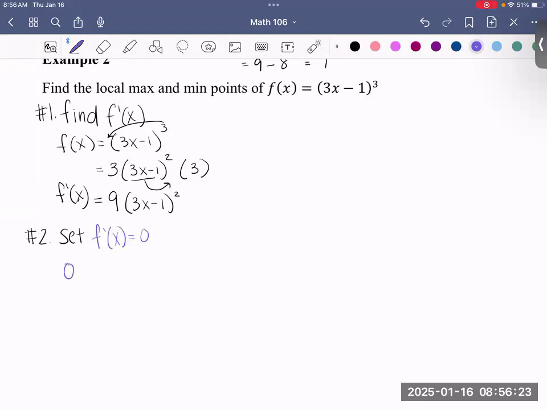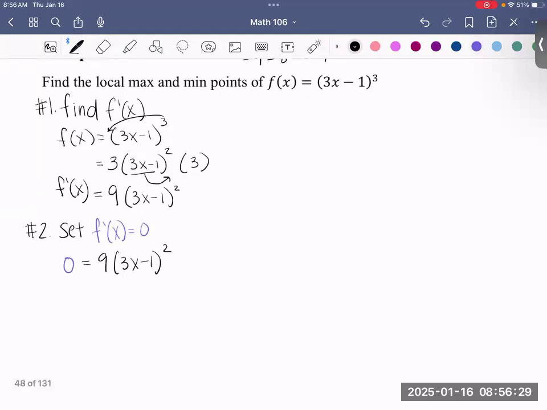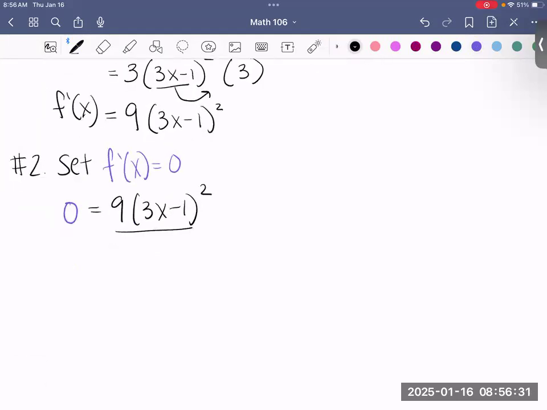So we have 0 is equal to 9 times (3x minus 1) squared. We can divide both sides by 9: 0 is equal to (3x minus 1) squared. To undo the square, we can square root both sides. Keep in mind, every time we square root something, we need to account for both the positive and the negative half. Doesn't matter in this case because it's still 0.